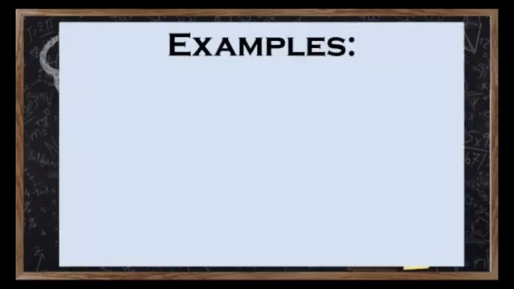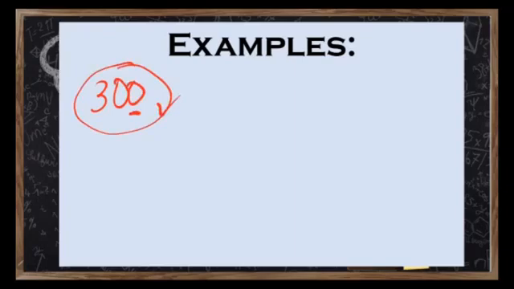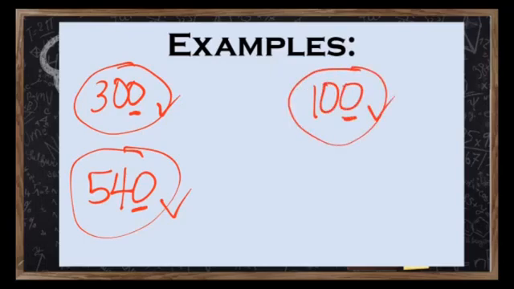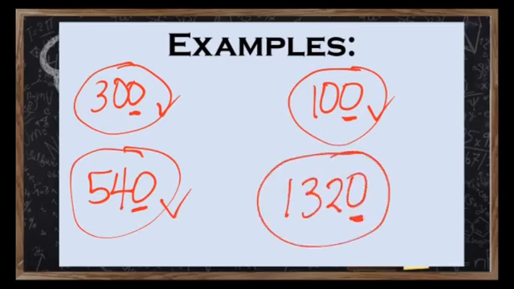Another example, we have here 300. 300 ends with 0, therefore 300 is divisible by 10. Another one, we have here 540. 540 ends with 0, therefore 540 is divisible by 10. Another one, we have 100. 100 ends with 0, therefore 100 is divisible by 10. Another one, we have 1,320. It ends with 0, therefore 1,320 is divisible by 10.